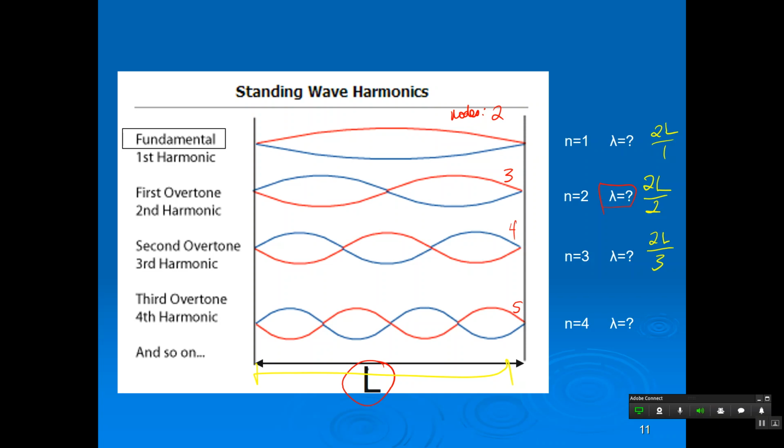Can you guess what the next one is without actually solving it? What? 2L over 4. It's a physics lab up here. No, it's Tanya's office up there, no? One on.